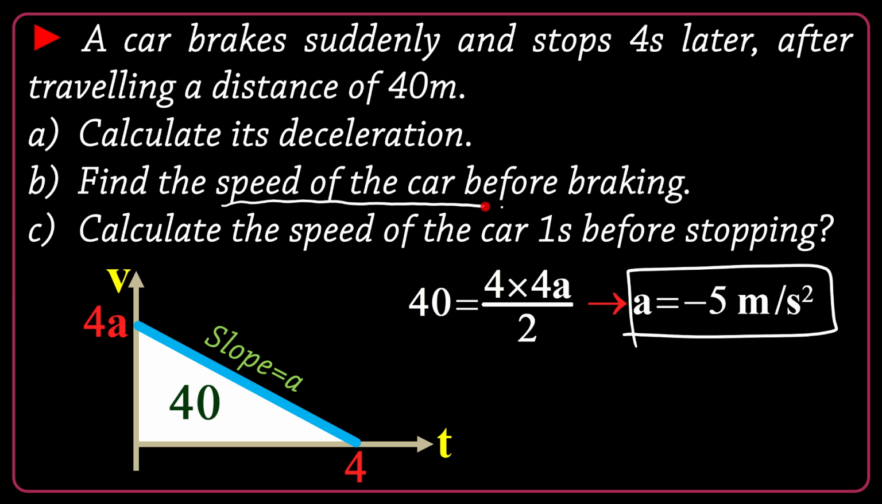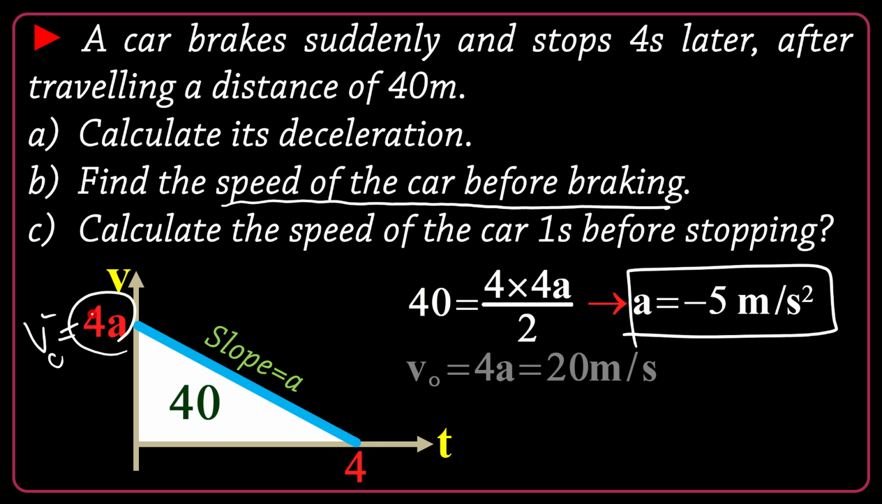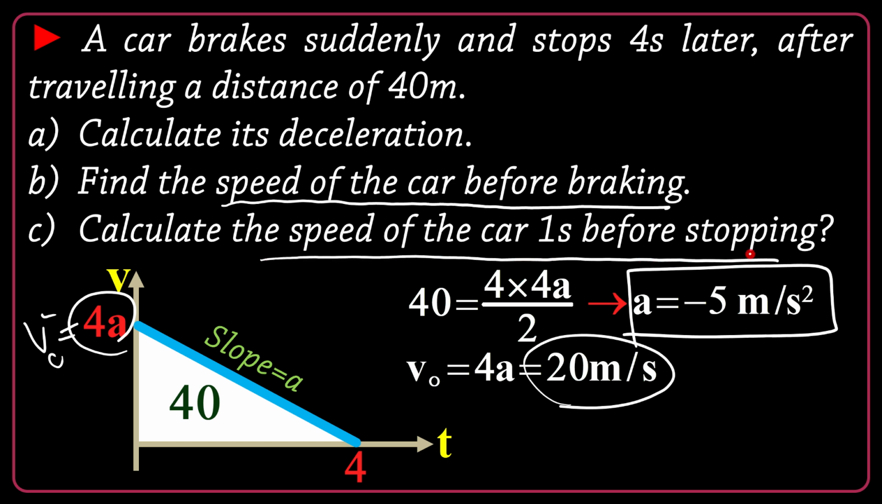Find the speed of the car before braking. It's exactly v naught. So v naught will be 4a. 4a means 4 times 5, so it's 20 meters per second. And finally, calculate the speed of the car 1 second before stopping.